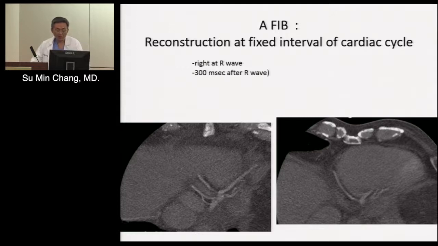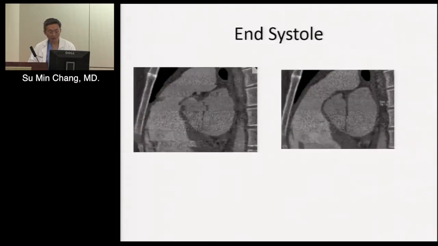And the reason being that instead of reconstructing in a fixed interval of the cardiac cycle, which is obviously a bad strategy for someone who is irregular, okay? You can reconstruct the images right at the R wave, which would be about the end of diastole or beginning of systole, or you can reconstruct the images 300 milliseconds after the R wave, which will be roughly, in most patients, end of systole. You know, the heart rate variability mostly affects the diastole, okay? Systole is fairly constant, around 250 to 350 milliseconds.